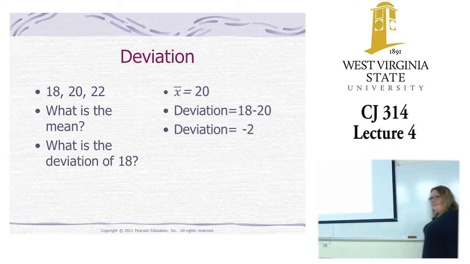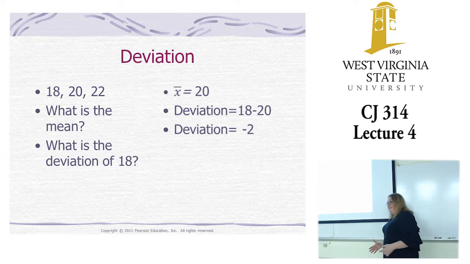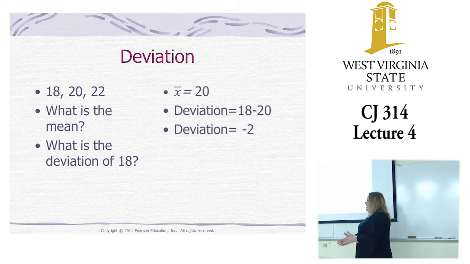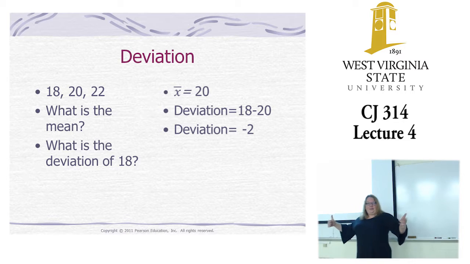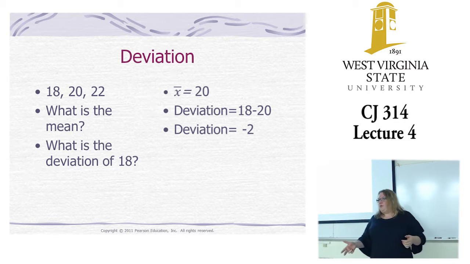Okay, so let's start with an easy data set. We've got 18, 20, and 22. That's our data set. What's our N? How many people are in that sample? 3. Yeah, the person who's 18, person who's 20, person who's 22. There were 3 people that we asked. So we know our n is 3.